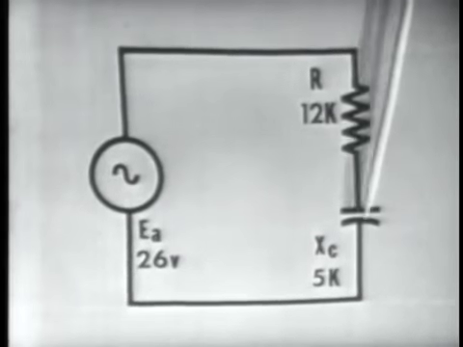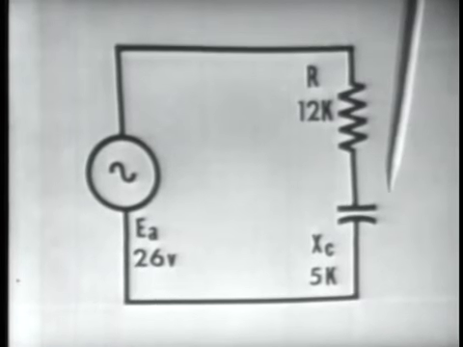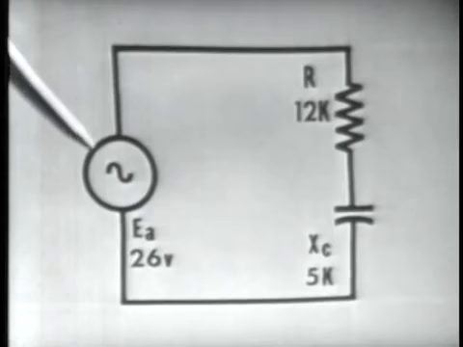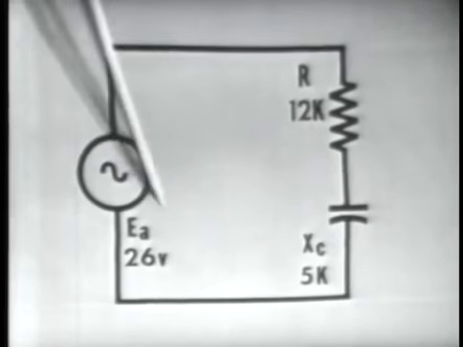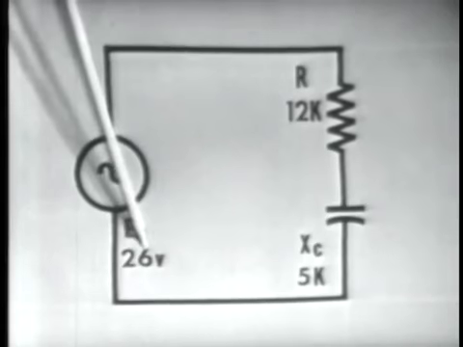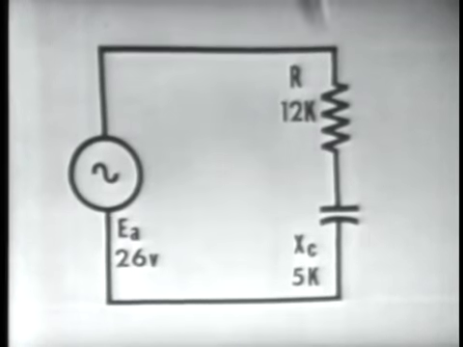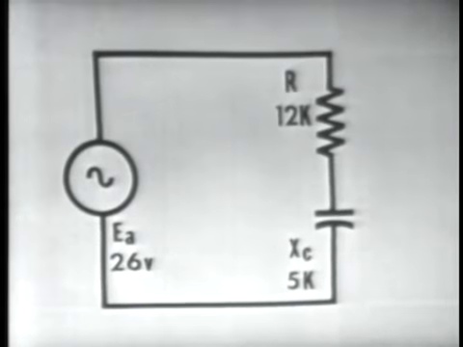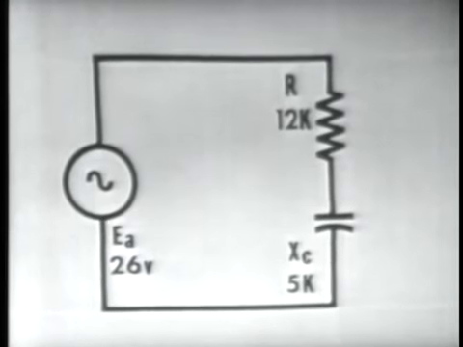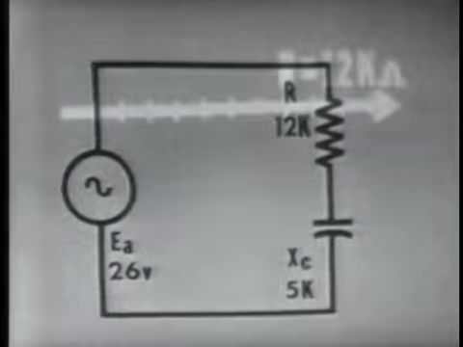It has a capacitor whose capacitive reactance is 5 k ohms. Of course, the reactance of this capacitor is determined by the frequency of our generator. The applied voltage to our circuit, or the output voltage of the generator, is 26 volts. We have a resistor of 12 k ohms. Now, to solve this graphically with the aid of vectors, we'll begin by plotting R, which is equal to 12 k ohms at 0 degrees.